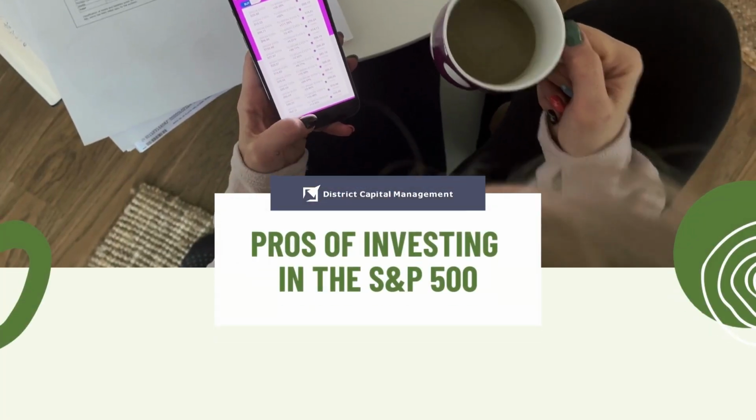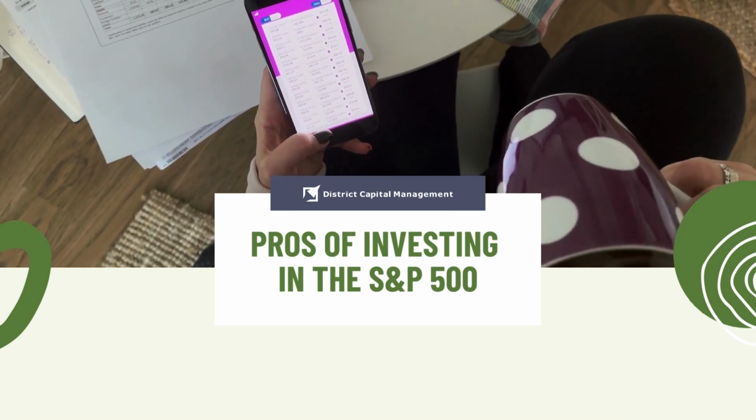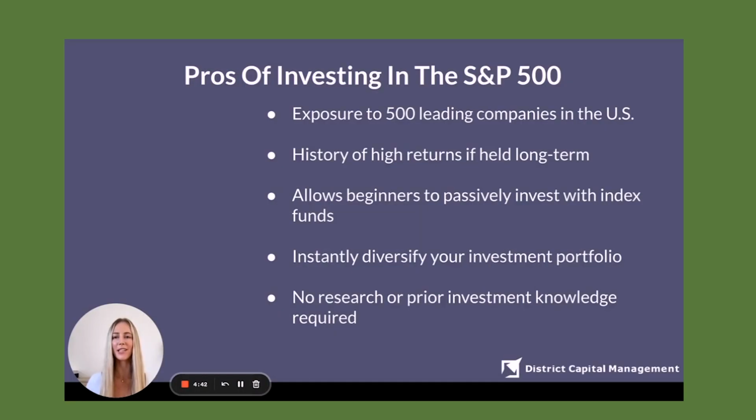Now, before you start investing in the S&P 500, I'm quickly going to go over some of the pros and cons. So some of the pros are that you're exposed to the 500 leading companies in the US. There's a history of high returns if held long term, although this is definitely not guaranteed. It allows investors to passively invest with index funds. It instantly diversifies your investment portfolio, and there's no research or prior investment knowledge required.